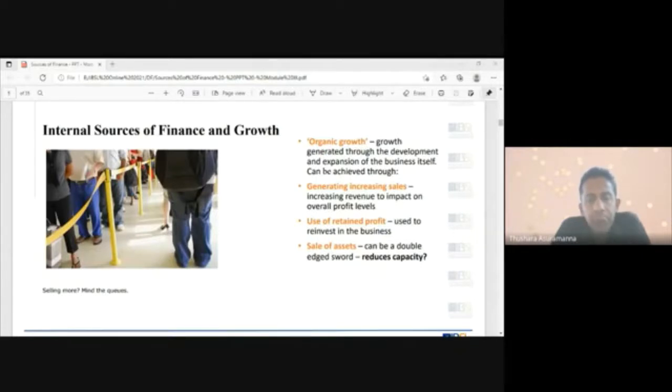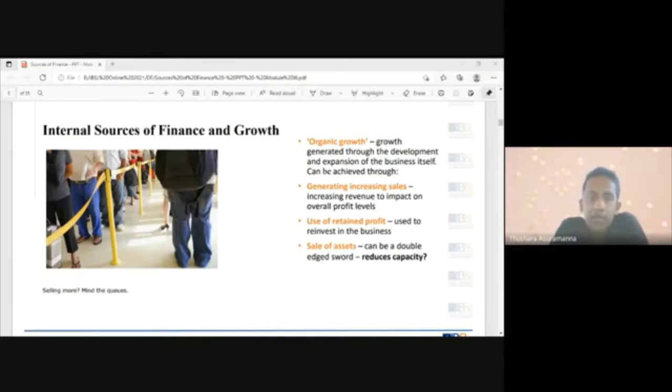Major input, major contributor is organic growth. Organic growth in the sense, you are not getting any support from outside. Internally, you try to develop, further expand your business activities and get the financial resources for further growth. Can be achieved through these three: increasing sales, retained profits, sale of assets.